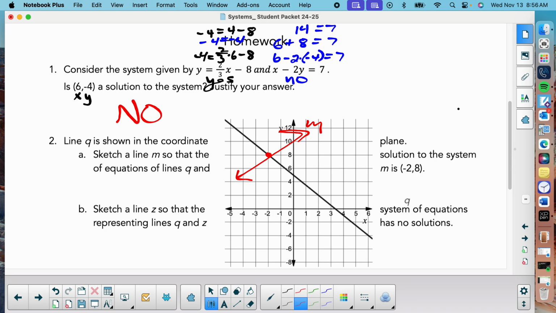What was this one? Q. Okay, done. Nice job.